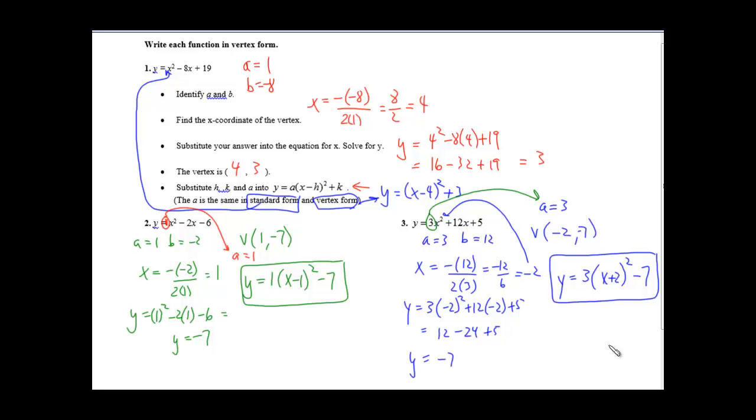Okay, so if we take this 3, we know it's a, so a equals 3. We're going to put it into our vertex form, so y equals 3 times the quantity, the opposite of negative 2 is positive 2, so we have x plus 2 squared. Then bring down that y value and make it minus 7. We now have vertex form.